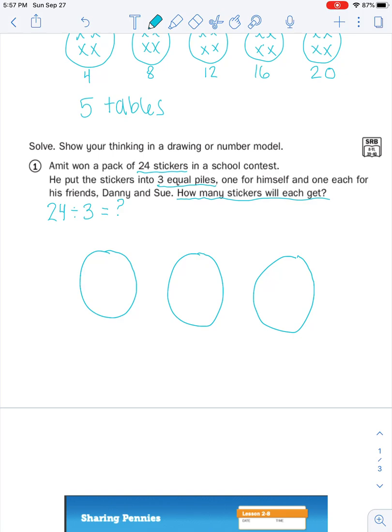Okay? So for me, I'm just going to give each group 1 sticker and keep giving them 1 more sticker until I've used all my stickers. Okay, so I know I have 24 total. So let's just start. I'll give him 1, and 1. I've used 3 so far. I'll do that again. 1, 2, 3. Now I've used 6 total stickers. Let's give each person another one because we're not yet to 24. 3, 6, 9 stickers so far.